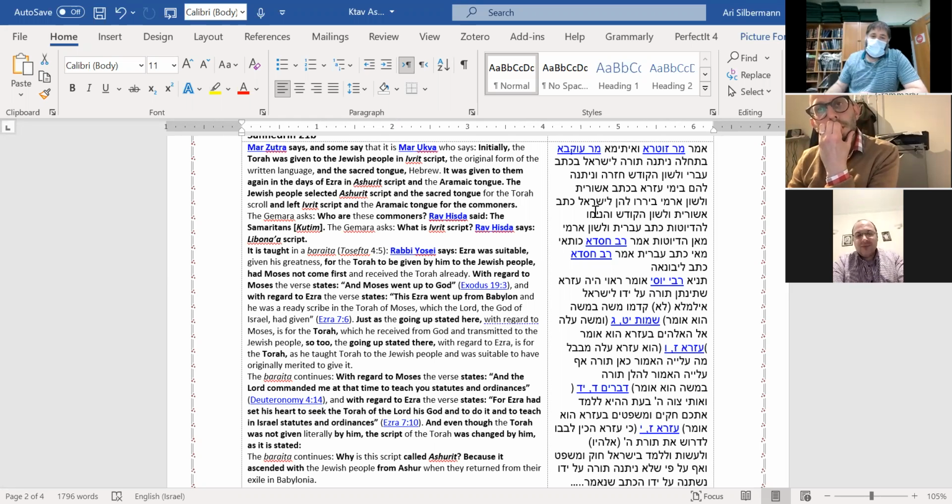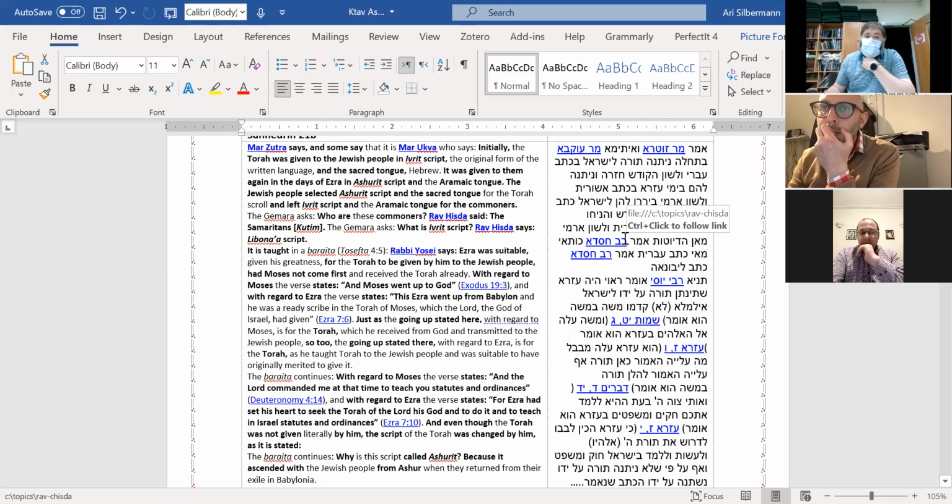Okay, and now we come to another interesting point. The Gemara asks, "Man hedyotot?" Who are these hedyotot, commoners? "Amar Rav Chisda: Kutai," meaning it's talking about the Samaritans, the Kutim. "Mah ktav Ivri? Amar Rav Chisda: Ktav Livona," which is the script we're talking about. It's interesting: first of all, why this change? Why the need to leave Ktav Ivri for the commoners? Who are the commoners? The Kutim, the Samaritans.